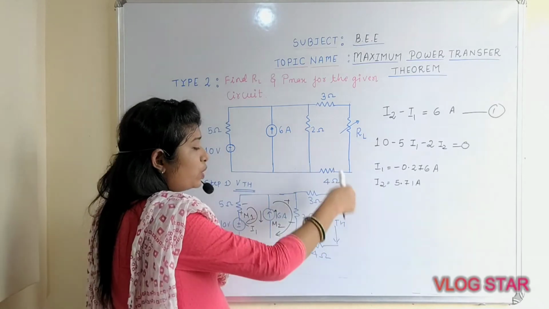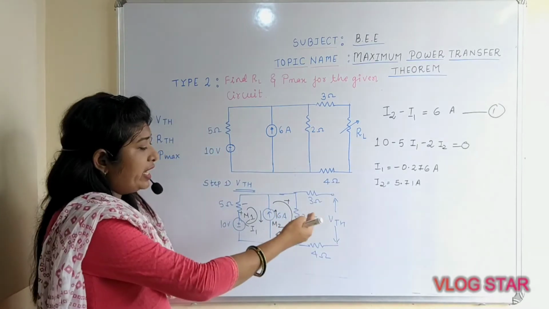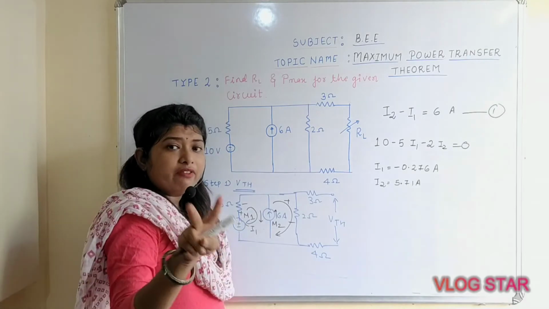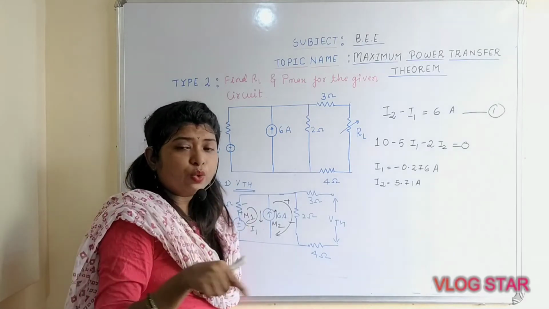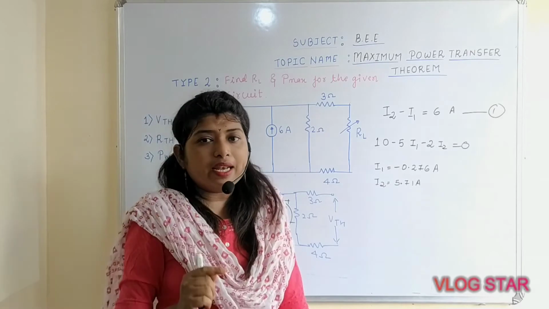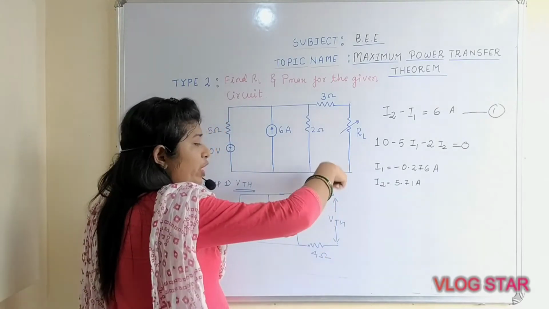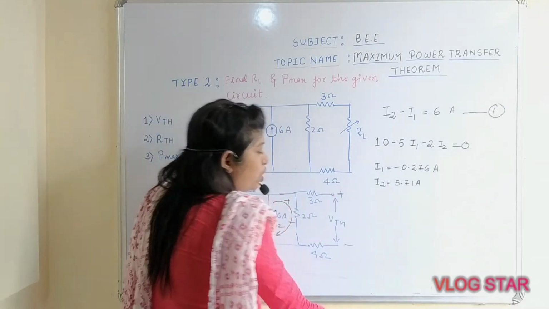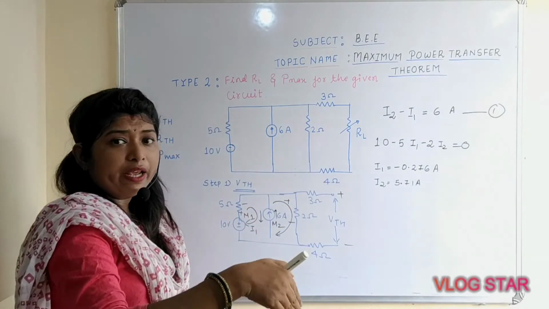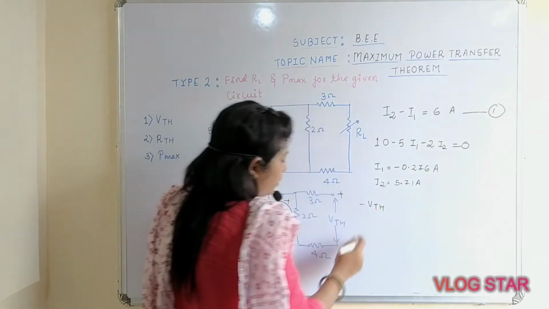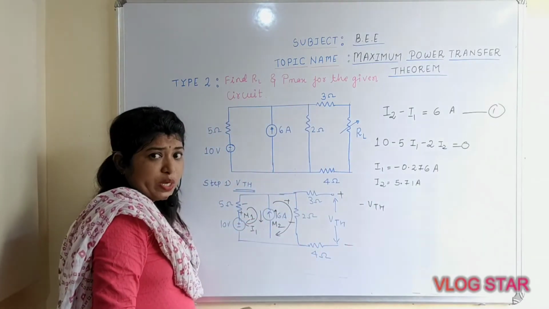What is the procedure to calculate VTH? As VTH is connected at the extreme end, there will be two possibilities: from positive to negative potential, or you can apply KVL from negative to positive potential. If we go from higher potential to lower potential, there will be a voltage drop. How are you going to apply the KVL for that particular path? It would be minus VTH.